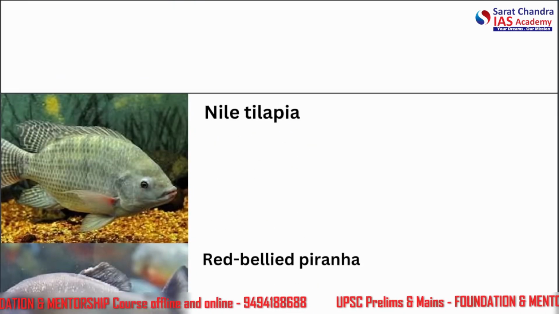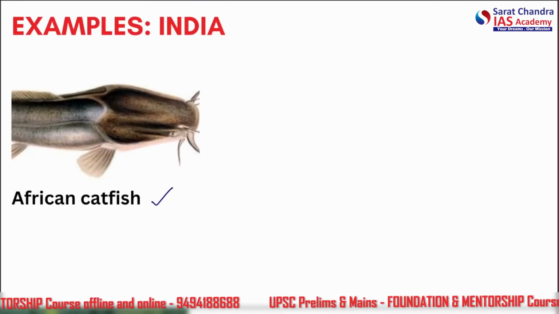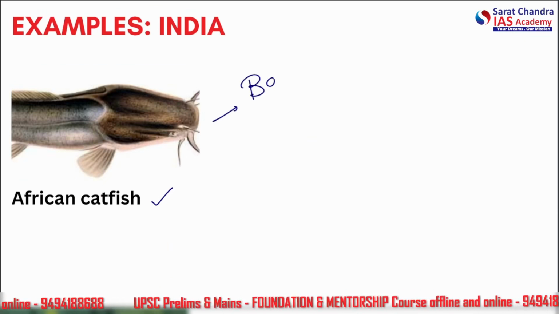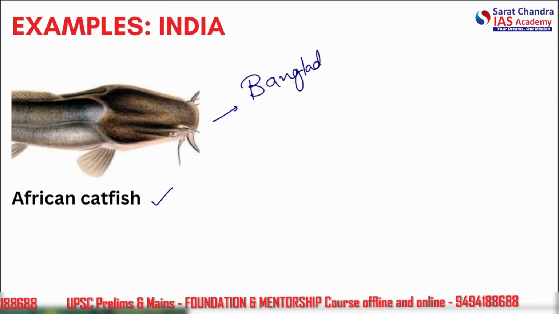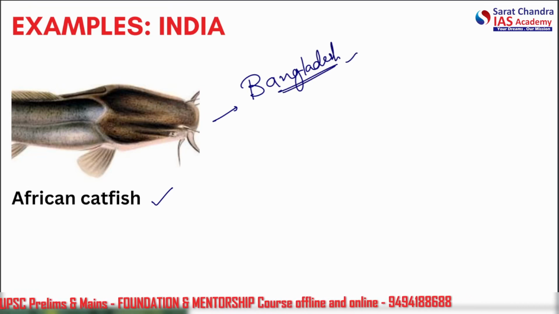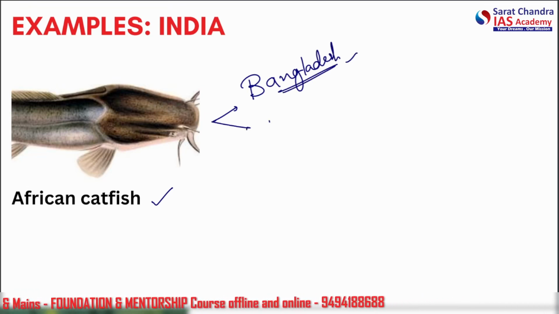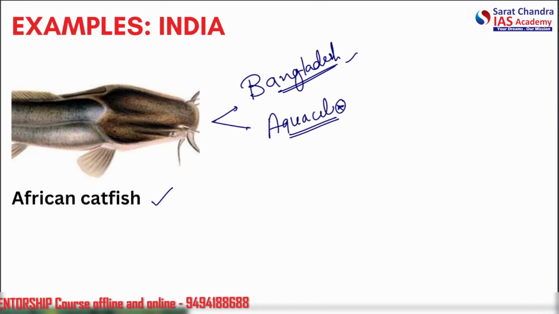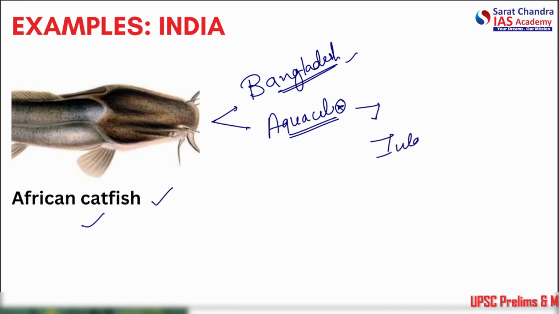So let's see about the African catfish. Where did it come from? It was brought from Bangladesh, in India we are talking about, for aquaculture purposes. Aquaculture is also a very good separate topic you should read about. The occurrence of Clarias gariepinus, that is the scientific name of the African catfish, has been reported from several inland systems of India. That means it is now flowing in the inland rivers.